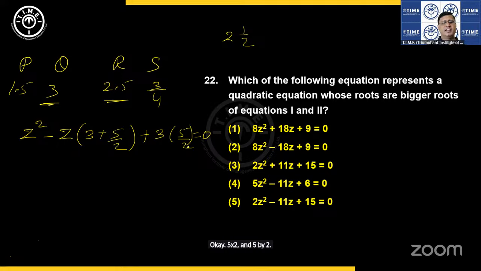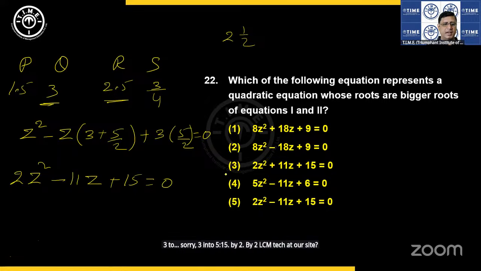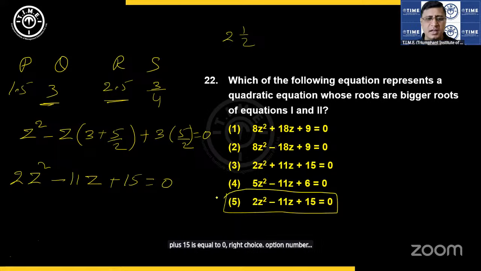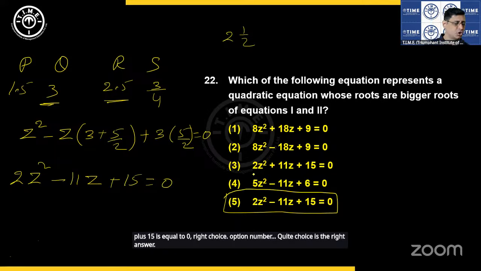Okay. 3 and 5 by 2. What is the LCM? 2 is the LCM, 2 into z square, that is 2z square. 2 into 3 is 6 plus 5, that is 11z. 3 into 5, 15 by 2. Taking the LCM 2 to the other side and simplifying, the equation is 2z square minus 11z plus 15 is equal to 0. Right choice, option number 5. The fifth choice is the right answer.